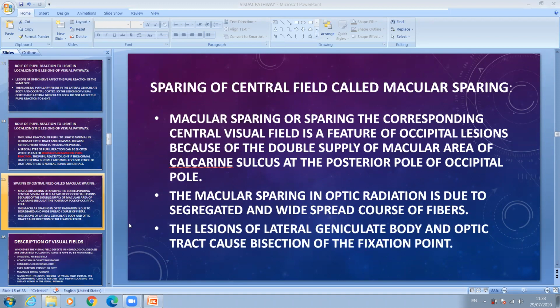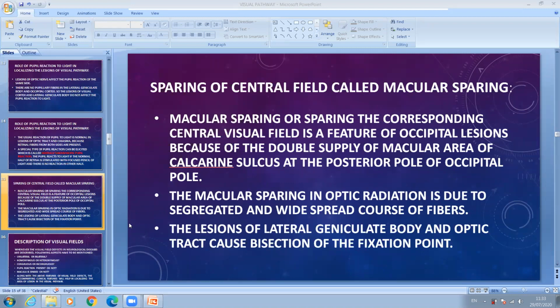Another feature which you have to remember is what is called sparing of the central visual fields. There are certain diseases of the central nervous system which result in very gross visual field defects, but still spare the macula. One very important example is diseases of the occipital cortex, because the macular area is represented in the extreme pole of the occipital cortex, the calcarine sulcus, which is very near the posterior pole of the occipital cortex.